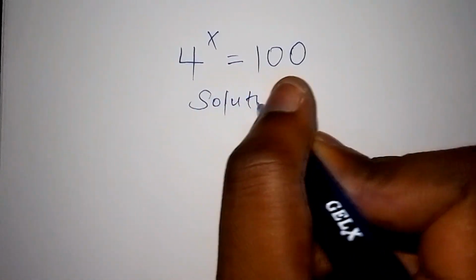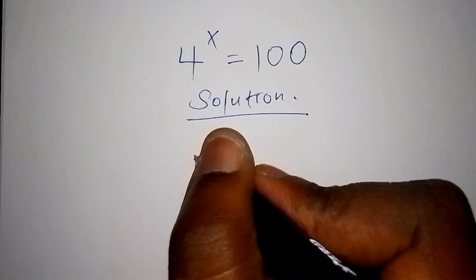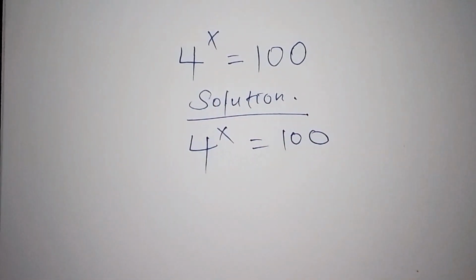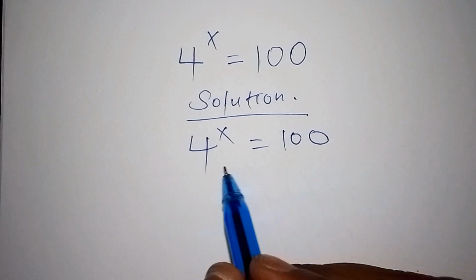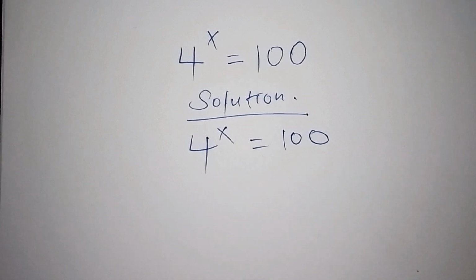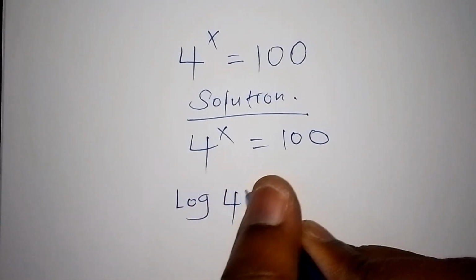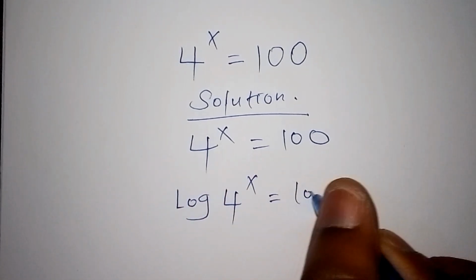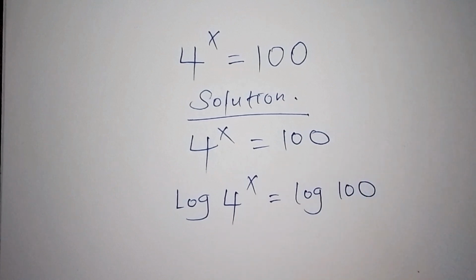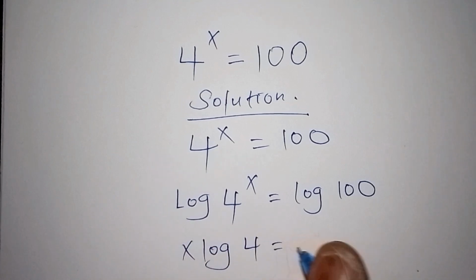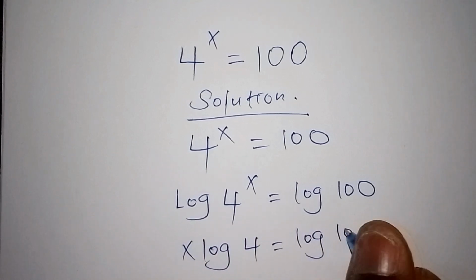On our solution, we have 4 to the power of x is equal to 100. The first thing we need to do is change 100 to the base of 4, which is impossible, so we shall use the log. We have the log of 4 to the power of x equal to the log of 100. The log of 4 to the power of x can be written as x log 4 is equal to the log of 100.